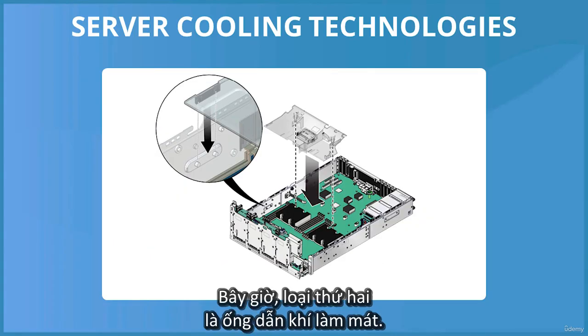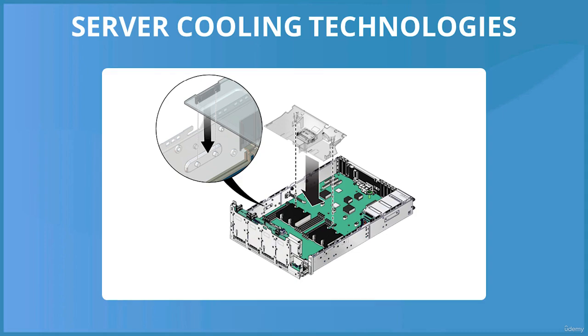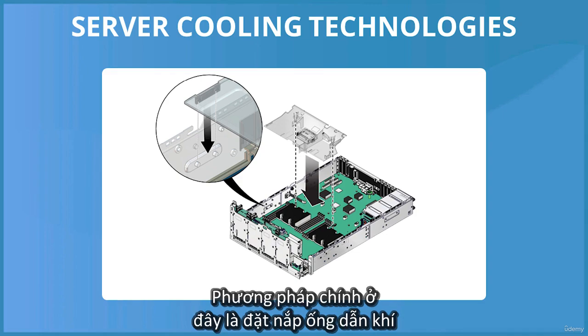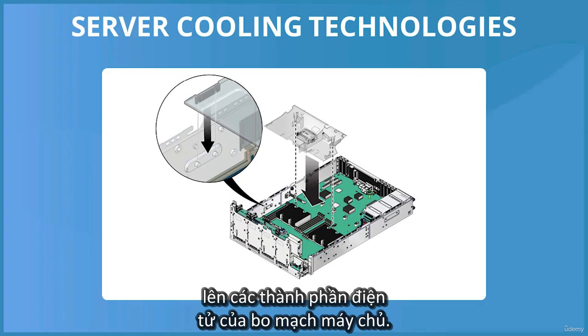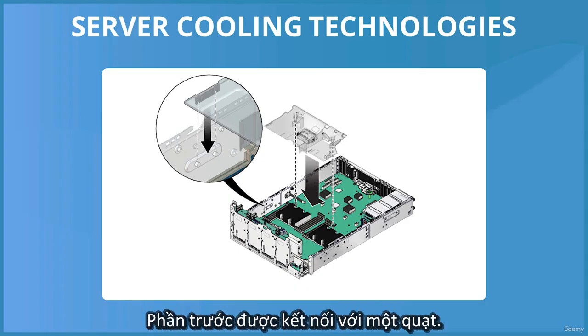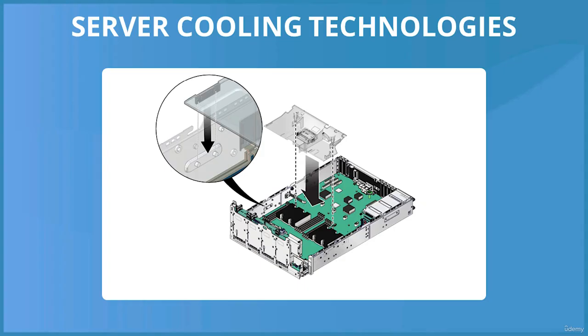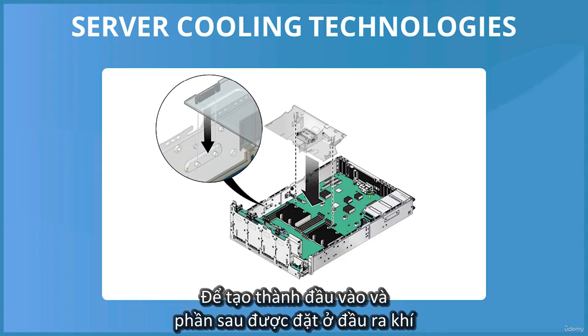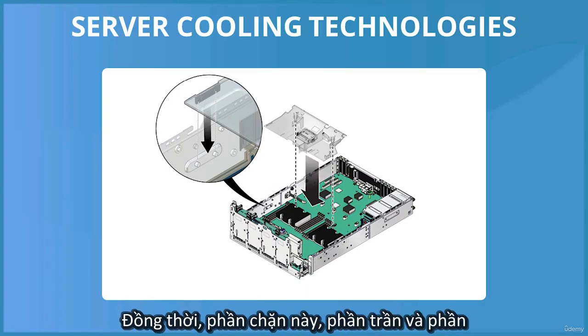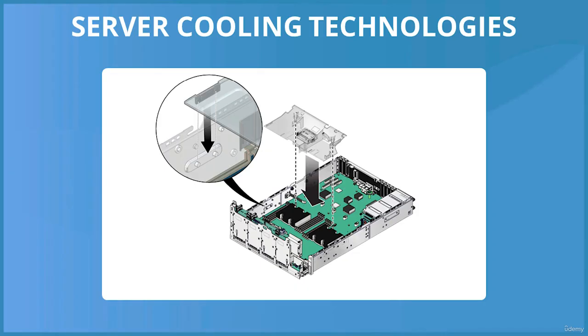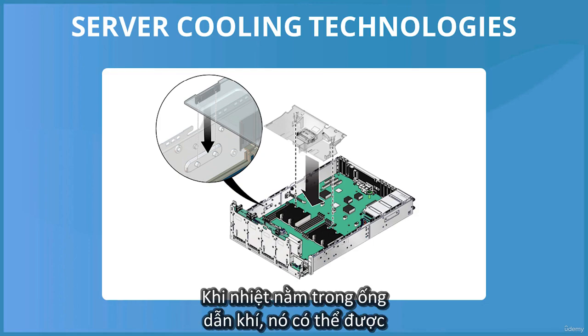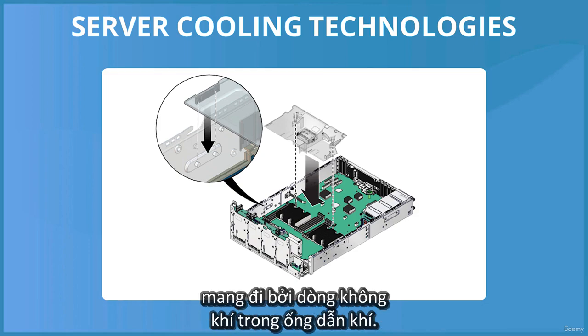Now, the second type is the cooling air duct. The main method here is to place the air duct cover on the electronic components of the server motherboard. The front section is connected with a fan to form the inlet, and the rear end is placed at the rear air outlet of the motherboard to form a convection area. At the same time, this blocking part, the sealing part, and the dividing part form corresponding air ducts. When the heat is located in the air duct, it can be carried away by the airflow in the air duct.